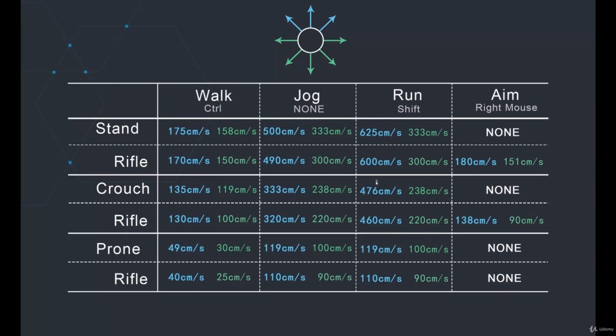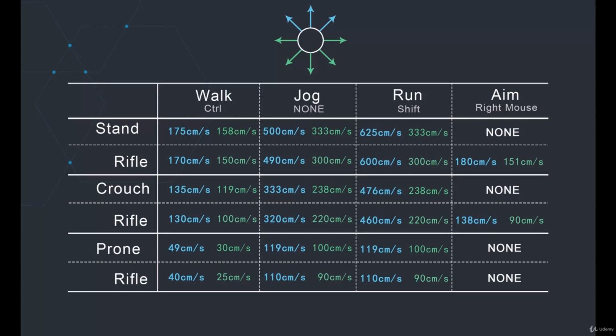Running only has an actual speed value in the forward direction, so the speed value in other directions is the same as the jogging speed value. Since the unit of velocity in Unreal Engine is centimeters per second, all the values I've listed here are in centimeters per second.